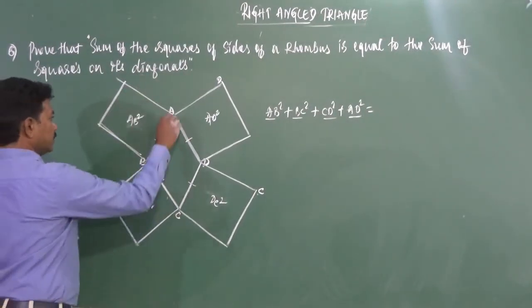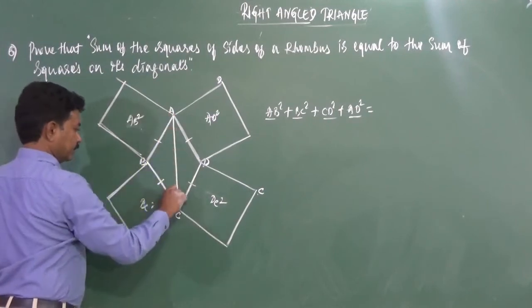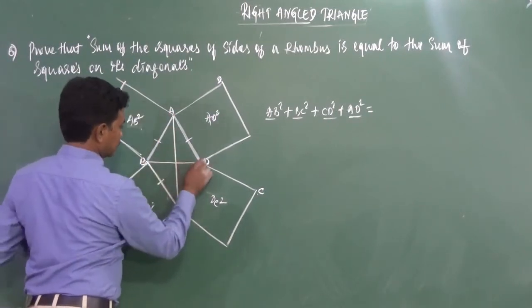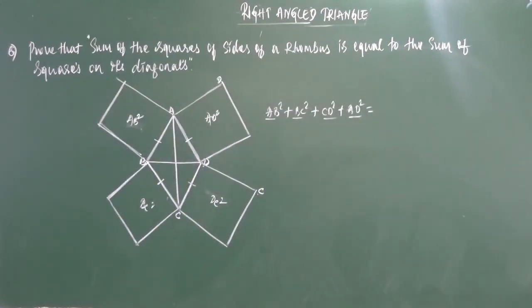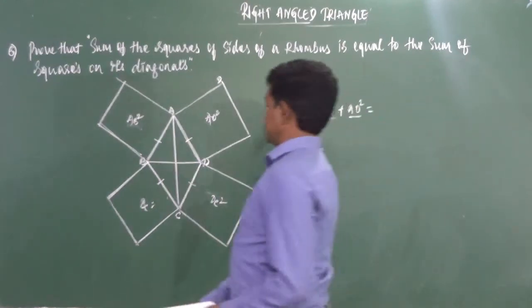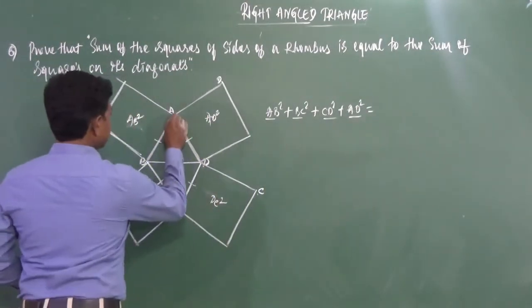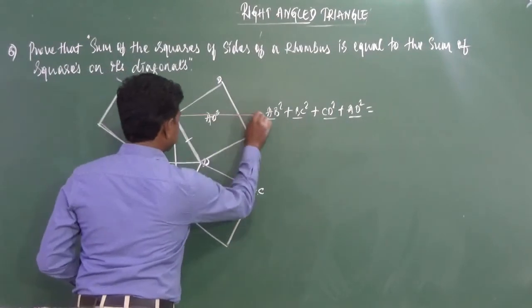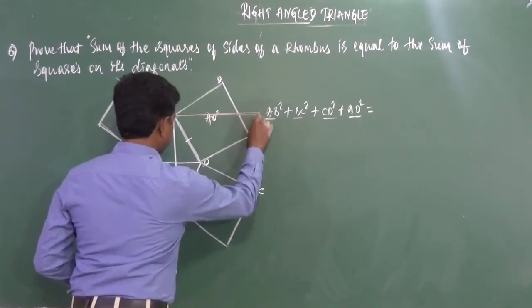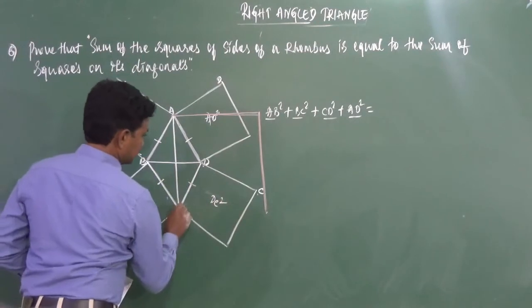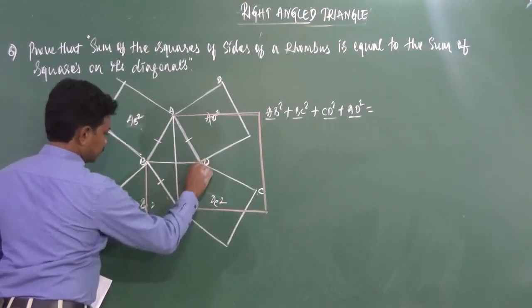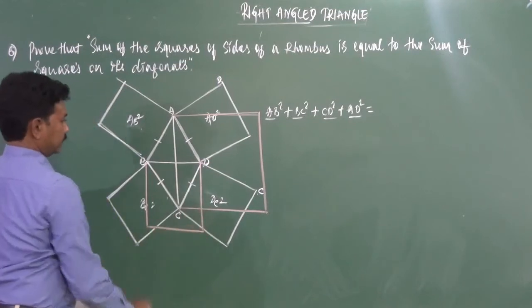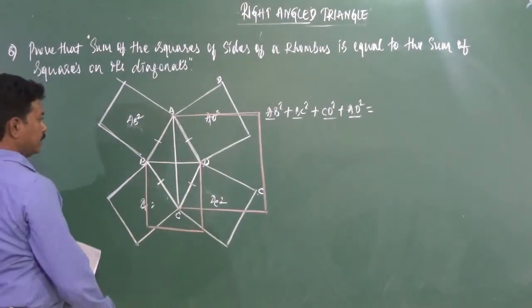Okay, now we will draw the diagonal. So this is one of the diagonals and this is another diagonal. So squares are built on the diagonals. So I am going to build a square on this diagonal. This is the square which is built on this diagonal, and this is the square which is built on this diagonal. Right, so this is how the figure looks.